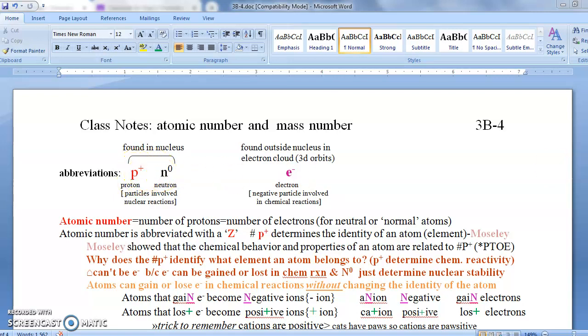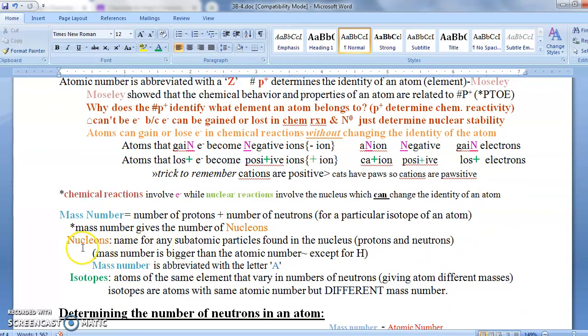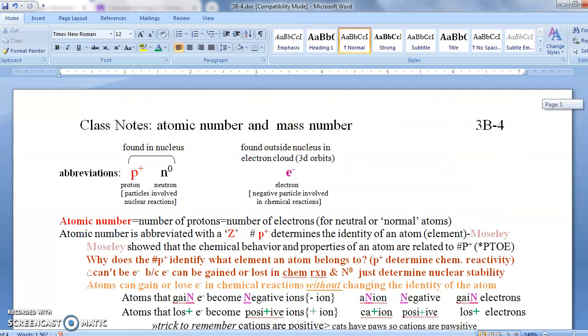Any particles found in the nucleus, the protons and the neutrons, are called nucleons. Nucleons are the name for the subatomic particles found in the nucleus. The nucleons are not directly involved in chemical reactions. It's the third particle, electrons, which are involved in chemical reactions. Electrons are a negative particle found orbiting outside the nucleus in three-dimensional orbits.